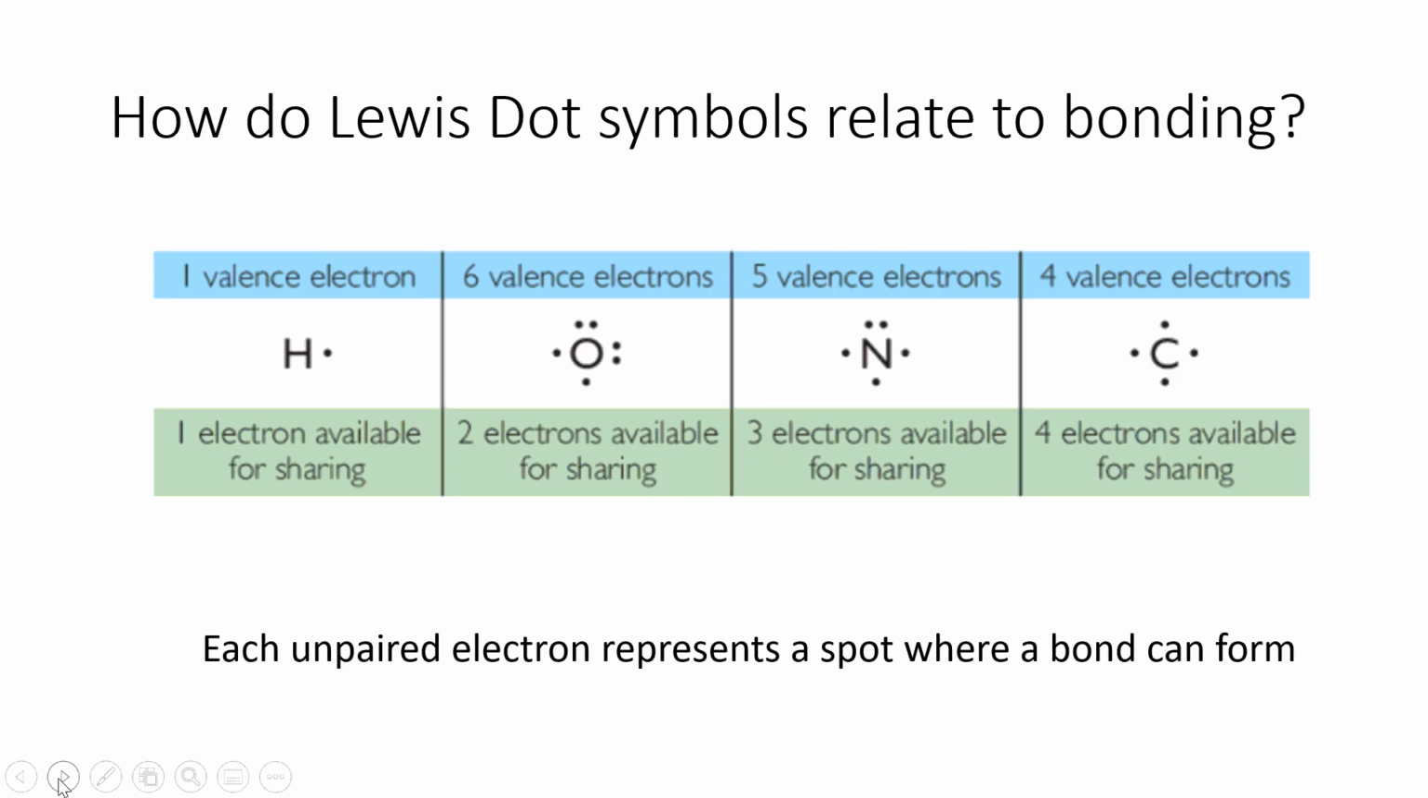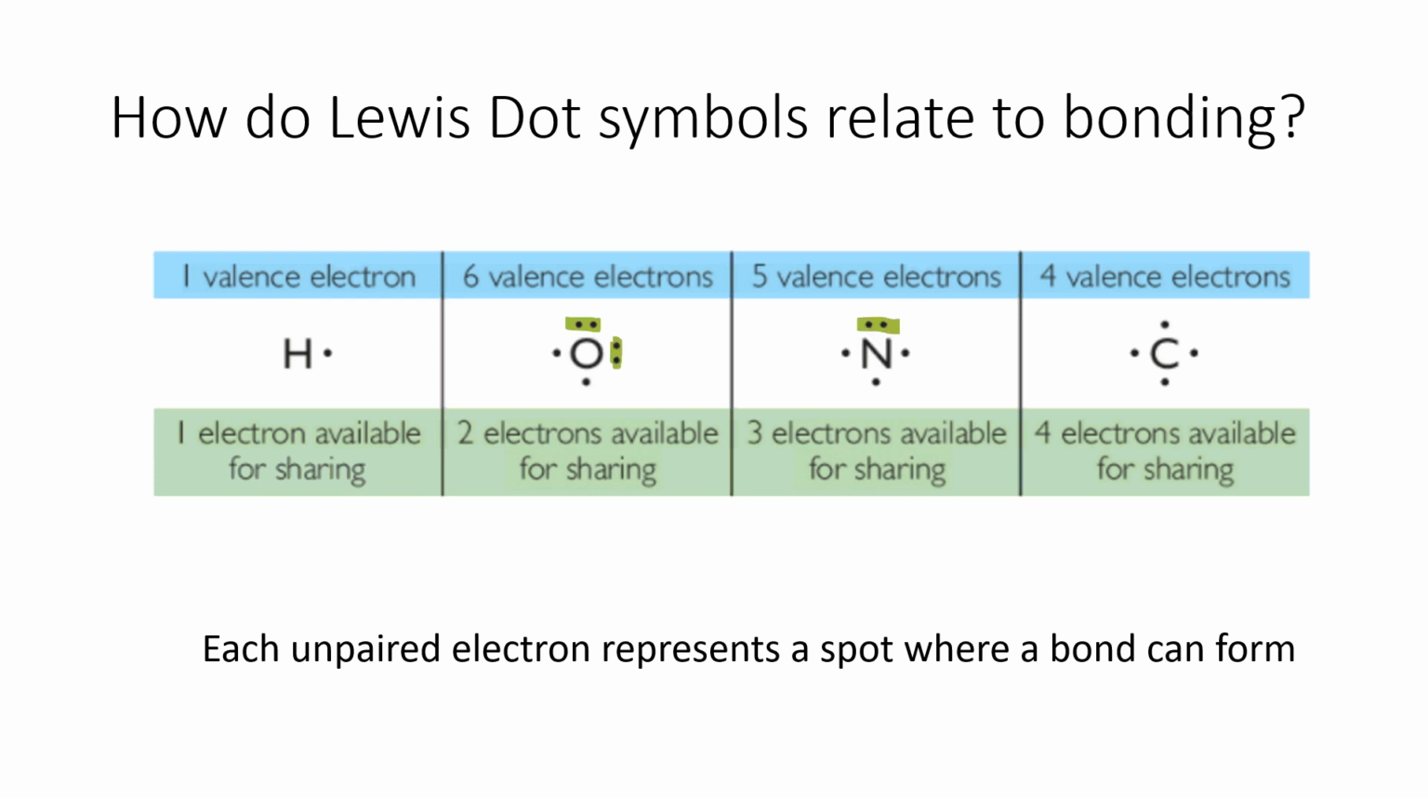In this video, we're going to look at what those symbols tell us and how I can use Lewis dot symbols to figure out the bonding that's happening in a molecule. So let's take a look at a couple of Lewis dot symbols here. Here's one for hydrogen, oxygen, nitrogen, and carbon. And what we'll want to look at is the paired versus the unpaired electrons. So I'm going to use a highlighter here, and let's talk about this idea of paired versus unpaired.